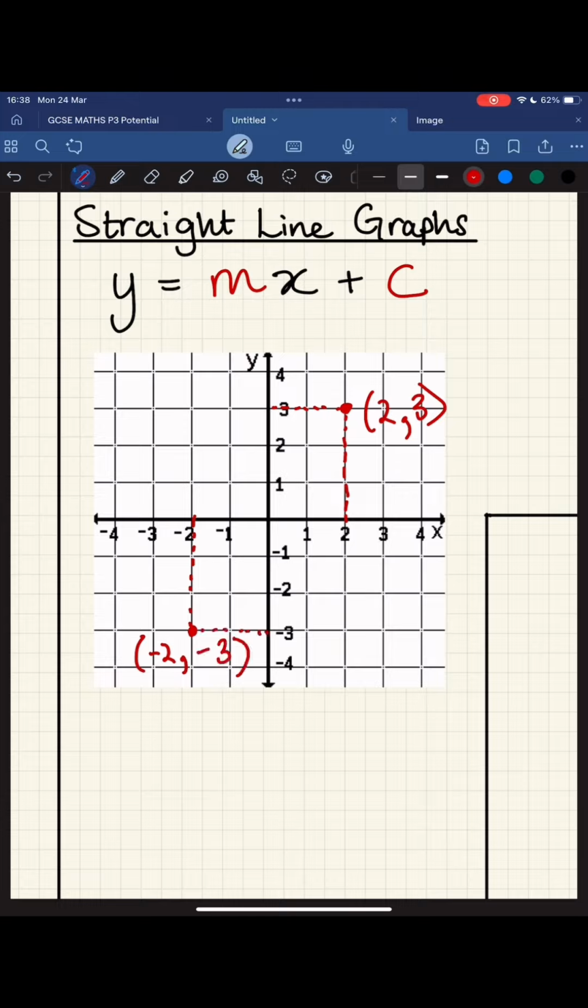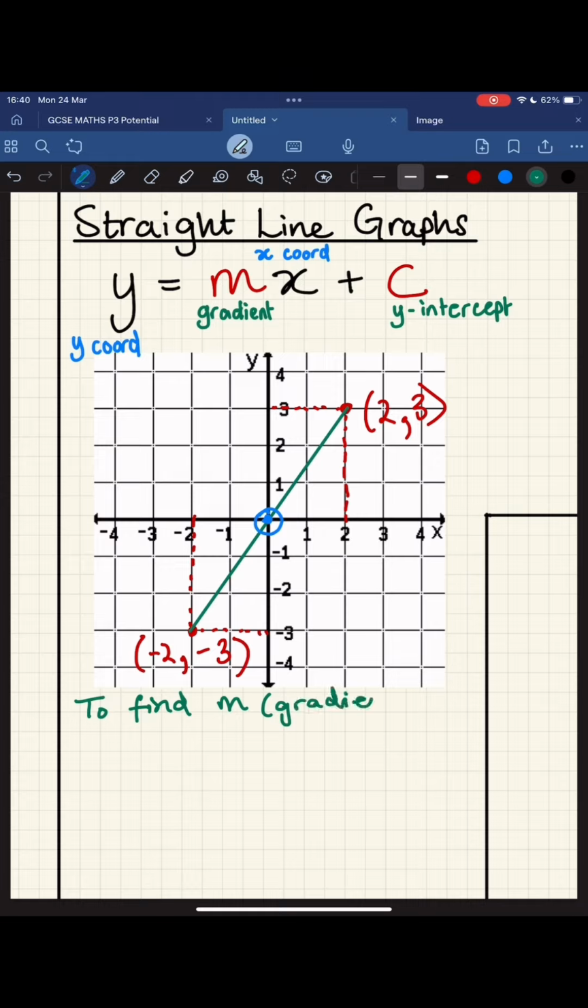Straight lines always have an equation in the format y equals mx plus c, where y is a y-coordinate of a point on the line, x is an x-coordinate of that point, m is the gradient, and c is the y-intercept. If I draw a line between my 2 points, the y-intercept is just the point at which the line crosses the y-axis, in this case 0.